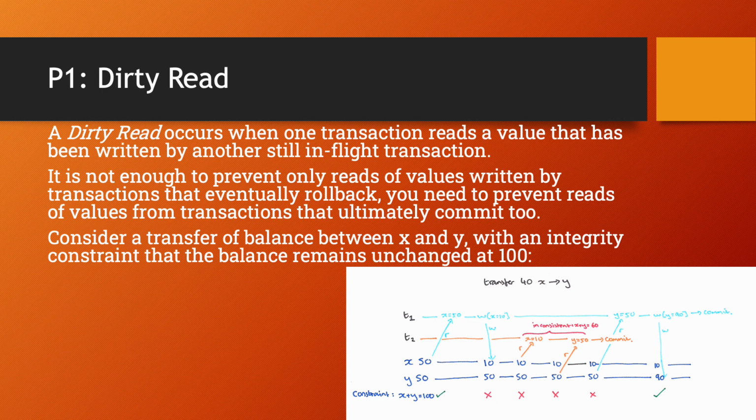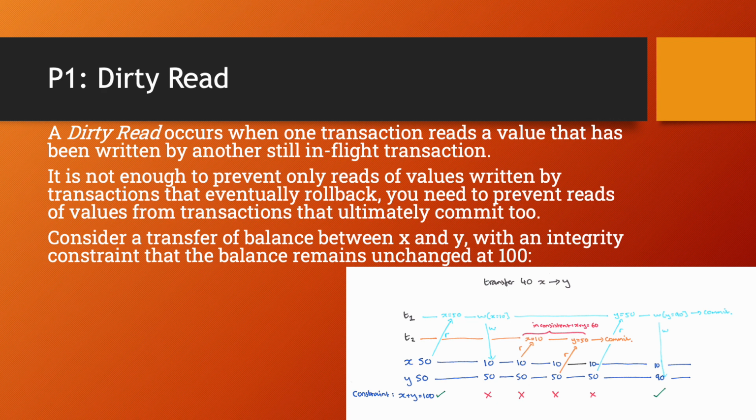So, dirty read. A dirty read can occur when one transaction reads a value that has been written by another still in-flight transaction. So in the figure, the intent is to transfer $40 from x to y, and the constraint is x plus y should be equal to 100. So x equal to 50 is read, then the value is subtracted, so x becomes 10 and it's written, and the y value is 50. Then if T2 reads x, it reads it as 10.